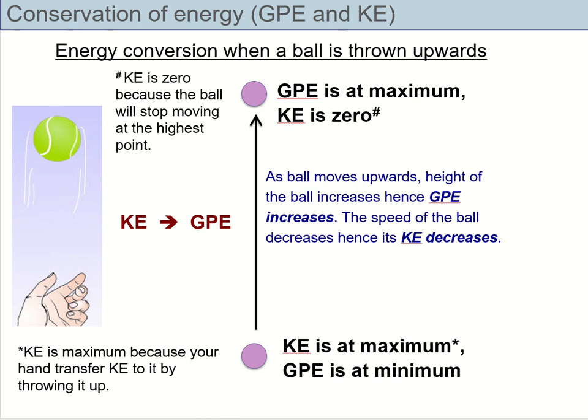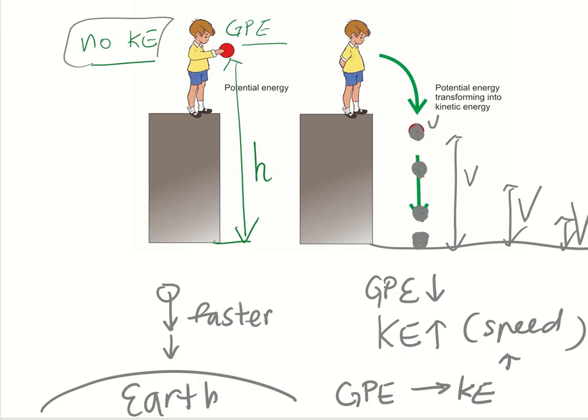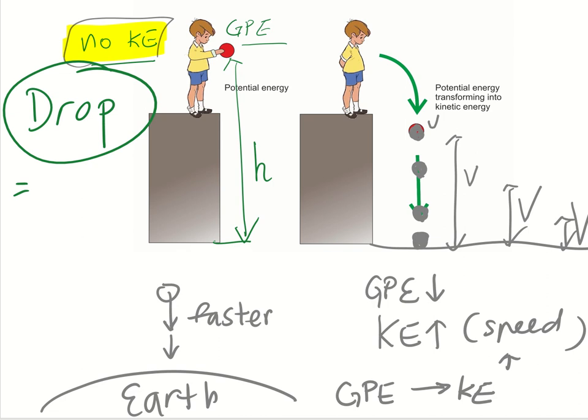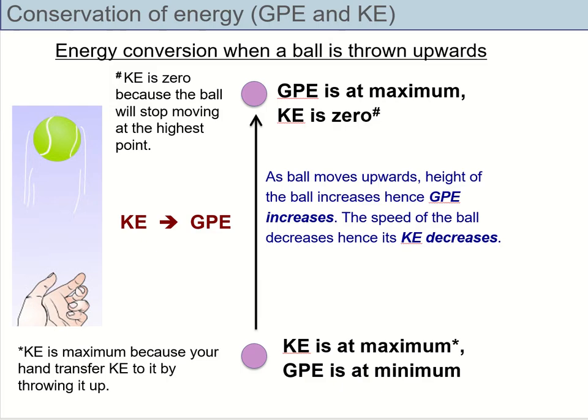So just now you have looked at the energy conversion of a ball being dropped. So now let's take a look at energy conversion when a ball is thrown upwards. One thing to take note is that when you drop a ball, initially there is no kinetic energy. Dropping means the initial speed is zero because you're holding it and you just let go. But when you are throwing something upwards, the object cannot move up unless you push it up. So there is a certain amount of kinetic energy at the start.